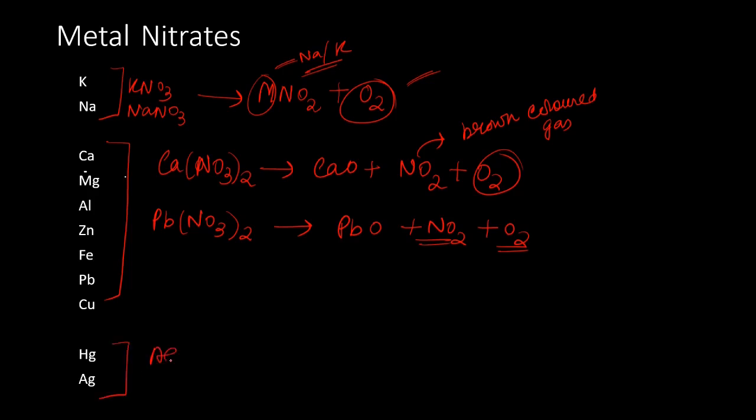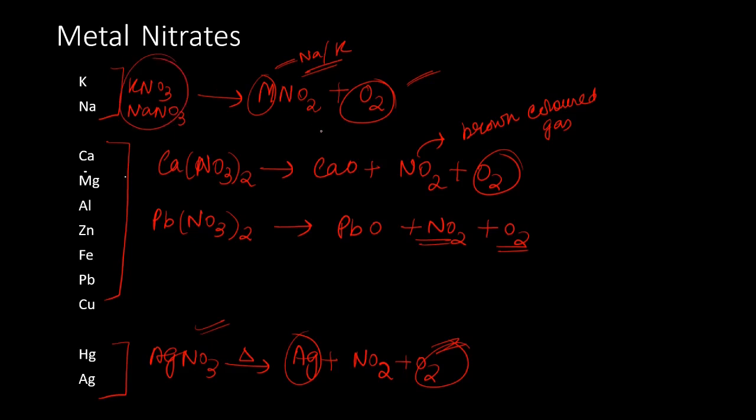AgNO3, when heated, will form the corresponding metal Ag plus NO2 plus O2. So again oxygen is formed. So metal and oxygen are formed in the case of AgNO3, and in the case of KNO3 and NaNO3, metal nitrite and oxygen are formed. So this is the difference between these two. Okay, so a lot of reactions.